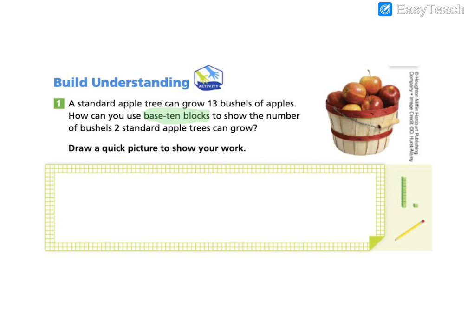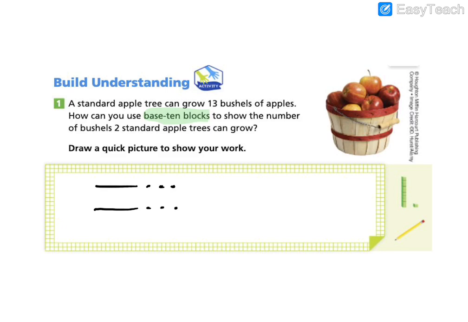All right, so we know one standard apple tree can grow 13 bushels of apples. So I'll draw myself a stick for 10, and 3 ones for 13. How would I represent that then as 2 trees? There's tree 1. Tree 2 is going to produce the same number of bushels, right? 13 bushels. So what is our equation to show the number of bushels 2 standard apple trees can grow? So let's go ahead and write that in there as well.